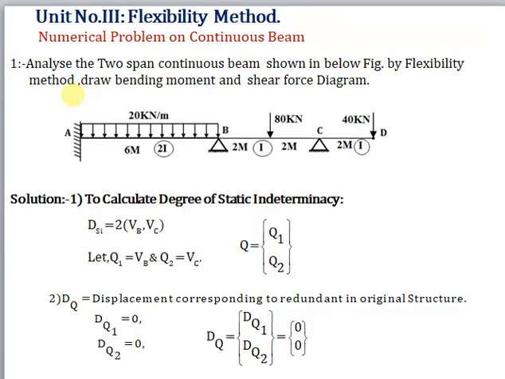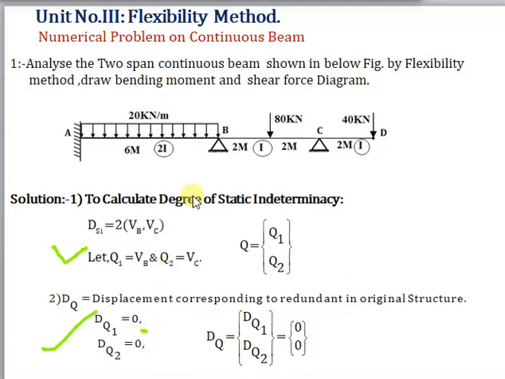So this is the second part of a previous problem. In the previous lecture, we discussed the problem statement. Also, we saw the degree of static indeterminacy, and we went through the DQ, that is the displacement corresponding to the redundant in the original structure.